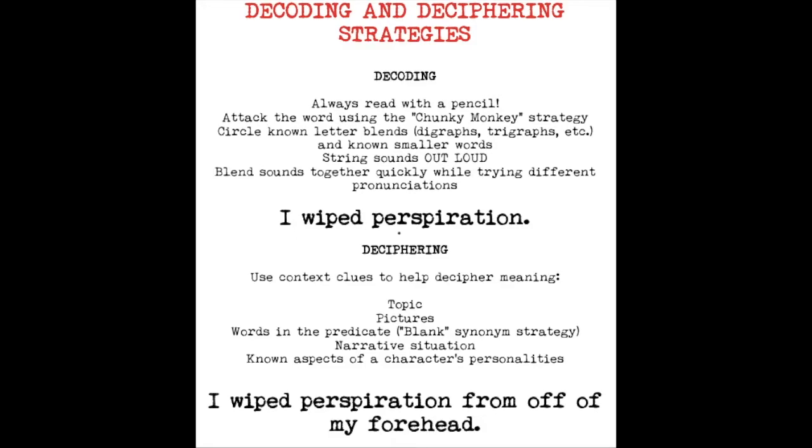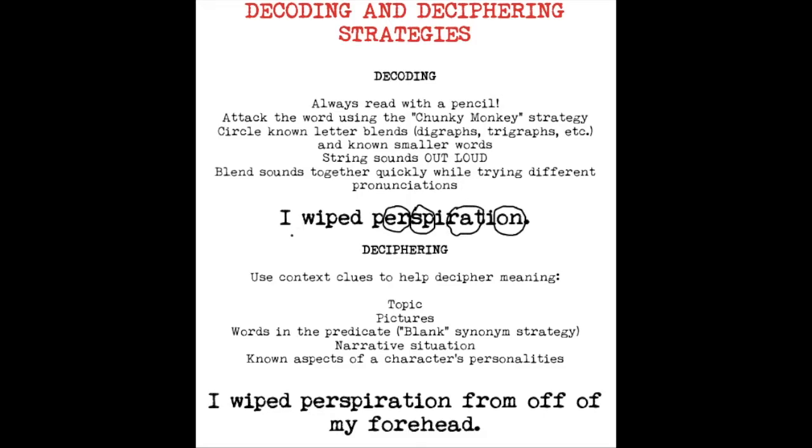Challenging word, let's not let that word win. Firstly, let's circle known letter blends, digraphs, trigraphs, you name it, or known smaller words. So when I attack this word here that's proving to be a bit challenging for me, well, I know the small word on, so I'm going to circle it. I know this digraph. I'm familiar with this letter blend digraph sp. And I certainly know the small word rat.